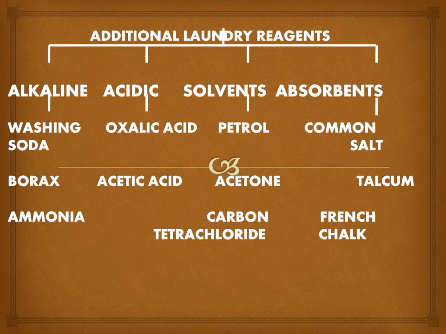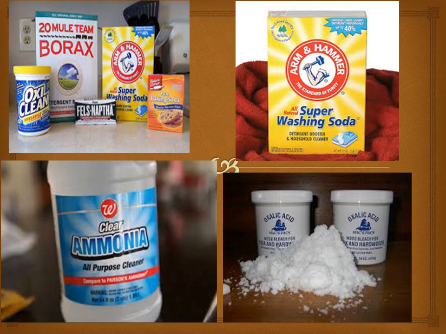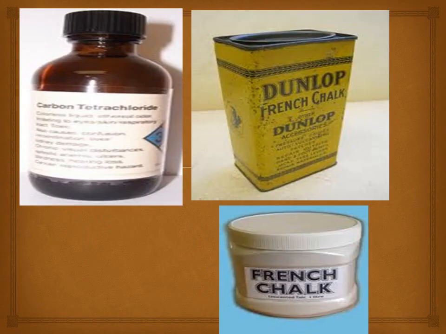Alkaline are washing soda, borax, ammonia. Acidic are oxalic acid, acetic acid. Solvents are petrol, acetone and carbon tetrachloride. Absorbents are common salt, talcum and French chalk. Here you can see, children, there is borax, washing soda, ammonia and oxalic acid. You can further see carbon tetrachloride and French chalk.